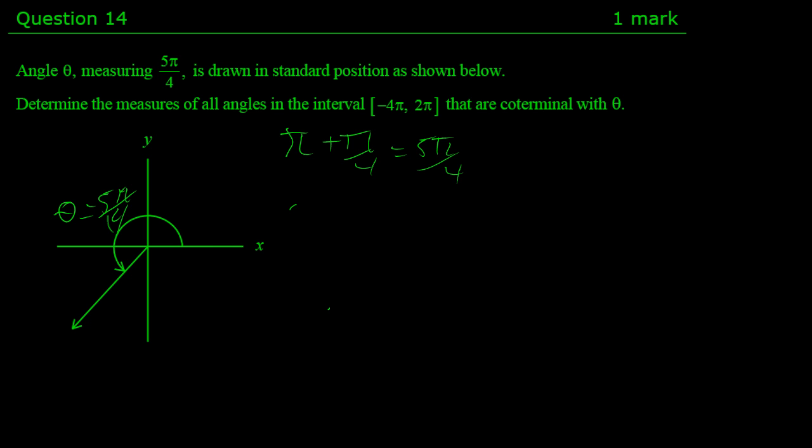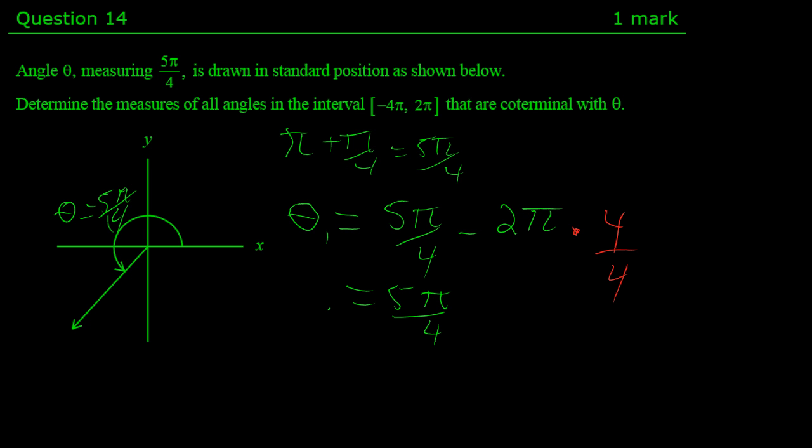So to get one angle, I'll call it theta 1, we would just go 5 pi over 4, subtract 2 pi. So our common denominator here is something over 4. And the great thing about math is we're allowed to multiply by 1. Isn't that great? So when we multiply by 1, we get 8 pi over 4. And then it's as simple as 5 minus 8. 5 minus 8 is negative 3. Negative 3 pi over 4.